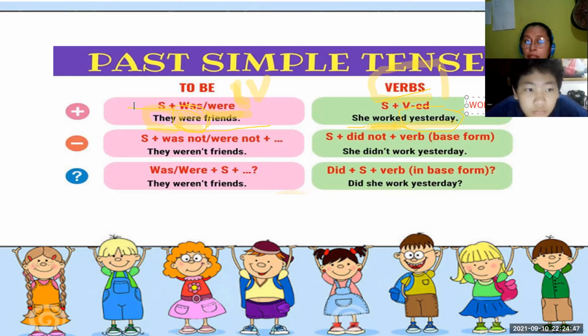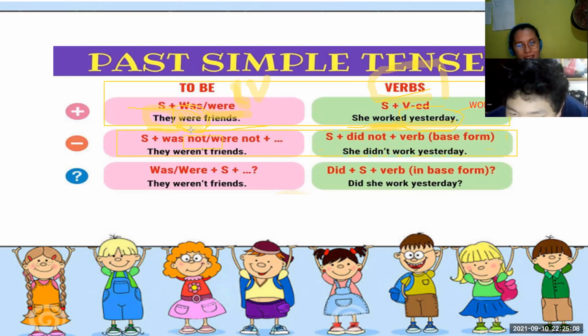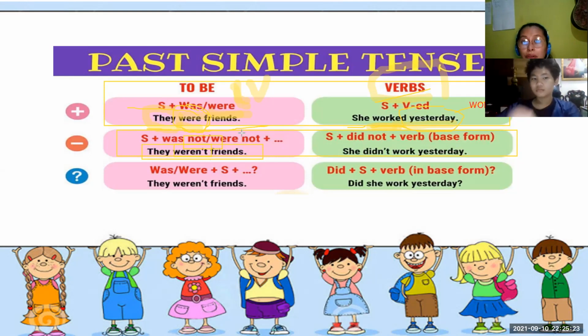Another one is for the positive. Do you have any question about this line here? For the negative, there is the word not. So for example, they were not friends. The word weren't means were not friends. So there's the word not.